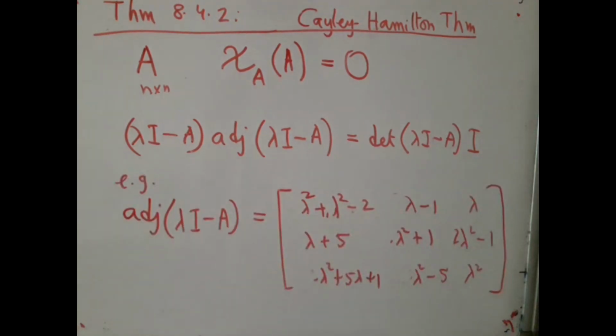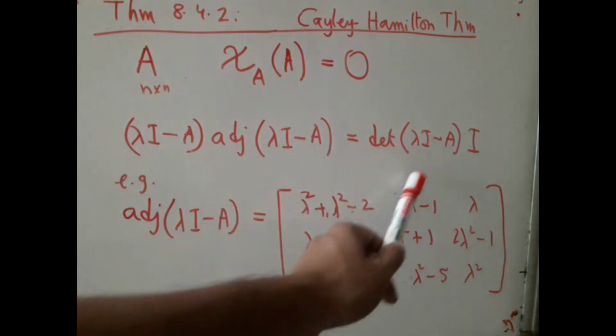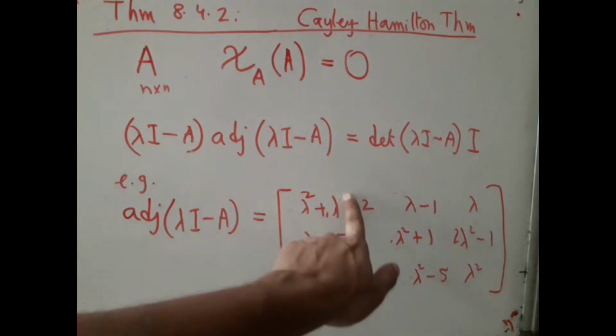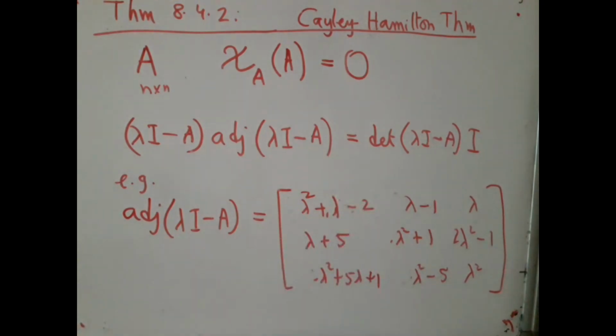So just to fix ideas, let's take one hypothetical example. Suppose A is a 3 by 3 matrix, then adjugate of lambda I minus A will be a typical matrix like this. I am not saying this really occurs for any matrix. I just wrote down certain polynomials of degree less than or equal to 2. So every entry is a polynomial of degree less than or equal to 2. Now what I am going to do is collect all my lambda square terms together to get something like this.